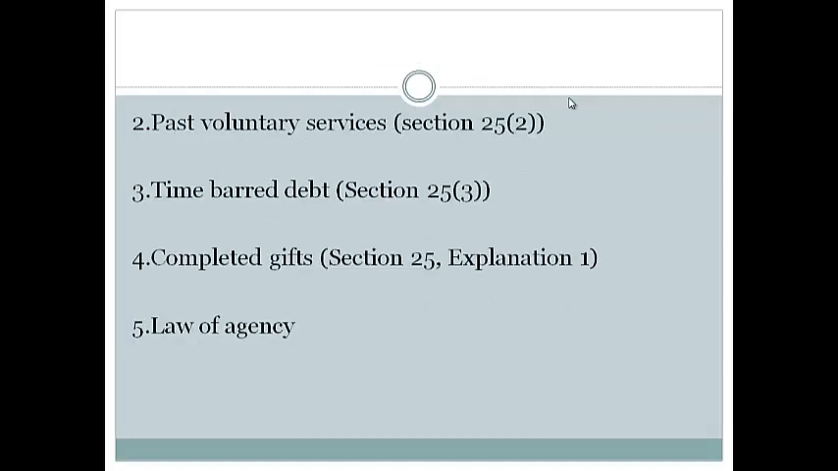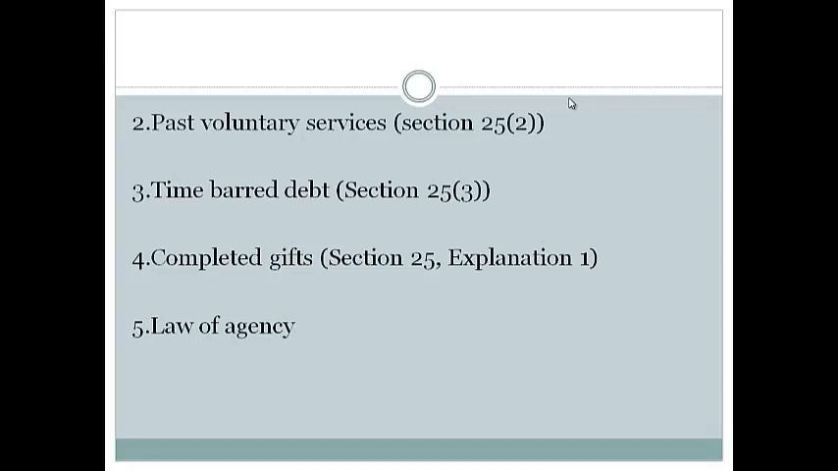Past voluntary services, where a person has already done some voluntary action and after that he claims for any benefit, then that consideration will not be considered, as the person might have done this act without expectation of any consideration because he has already completed his task.